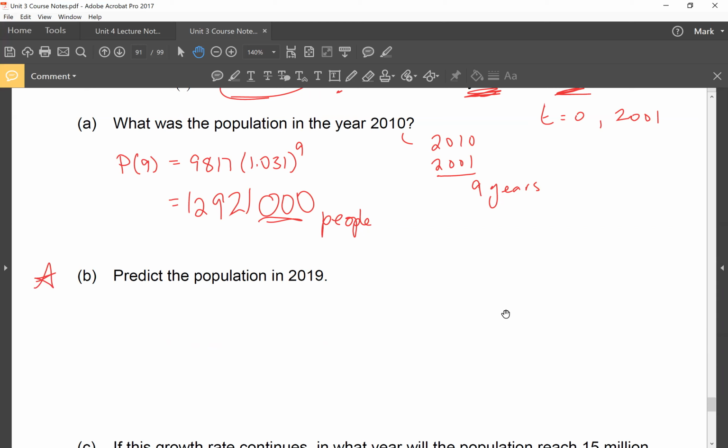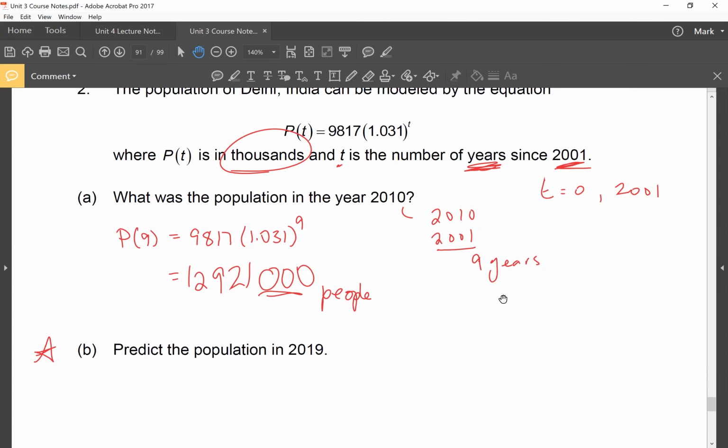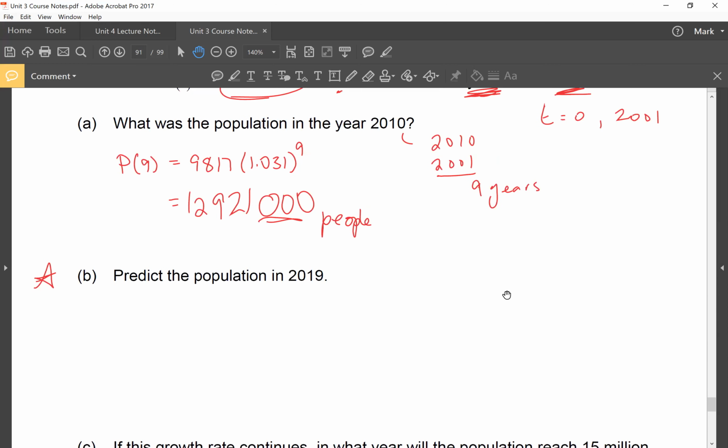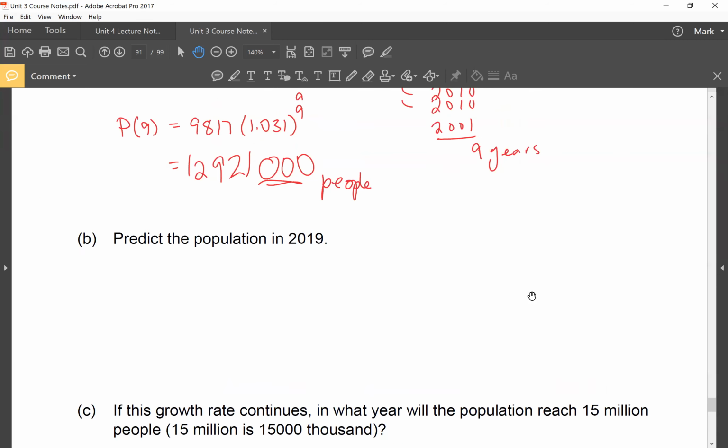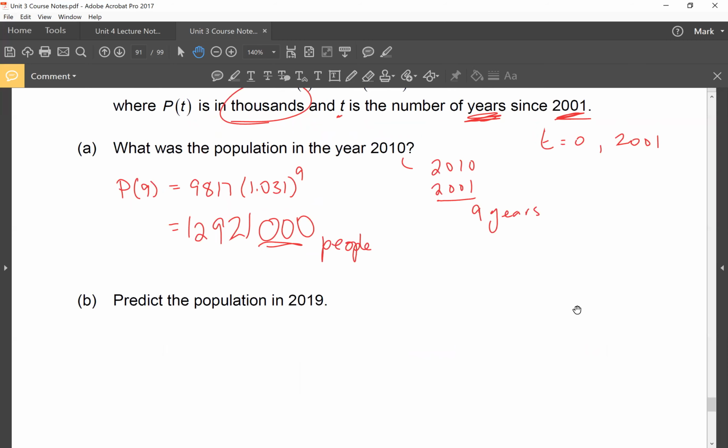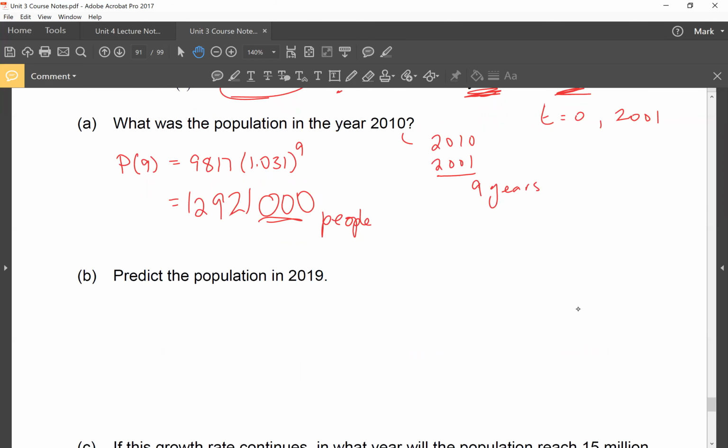Predict the population in 2019. Oh, I'm doing an easy one. Okay, C is the one I really wanted to do. There you go. So P says predicted population in 2019. So same thing, 2001, we're going to 2019. So that's 18 years, P of 18. So I'm just going quick through this because it's the same question again. I'm just using a different number of years.